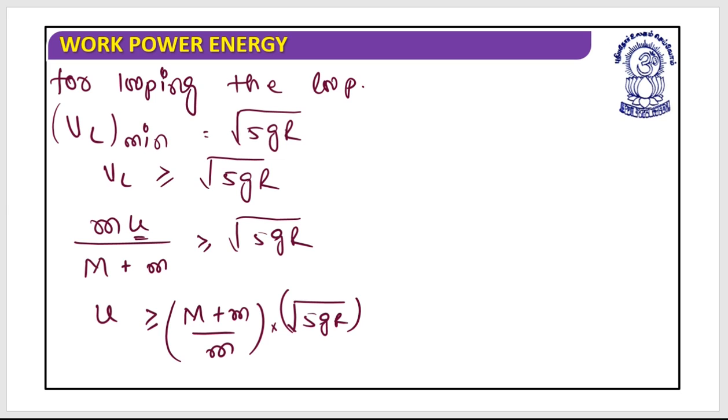So this is the minimum initial velocity required of the bullet, so that both of them as a combined system can have a vertical circular motion.